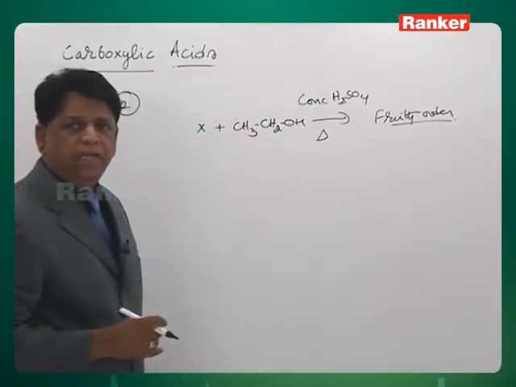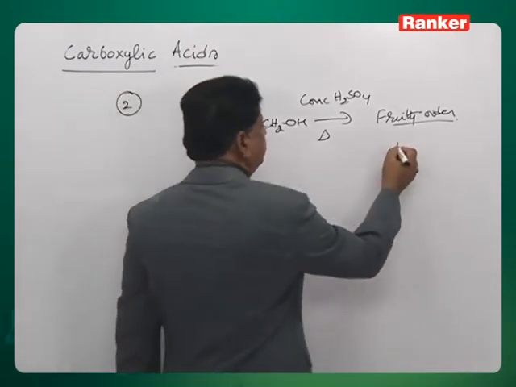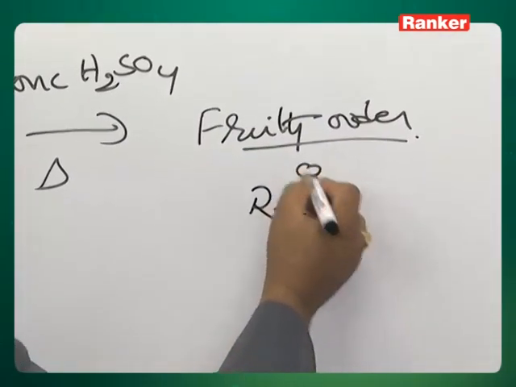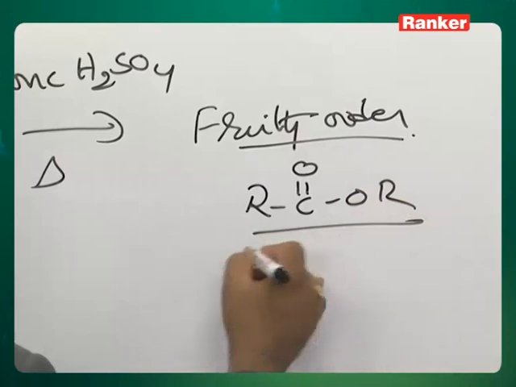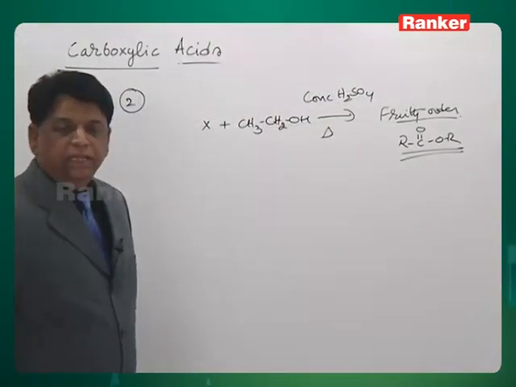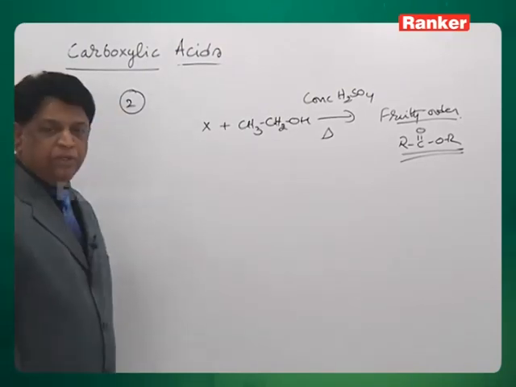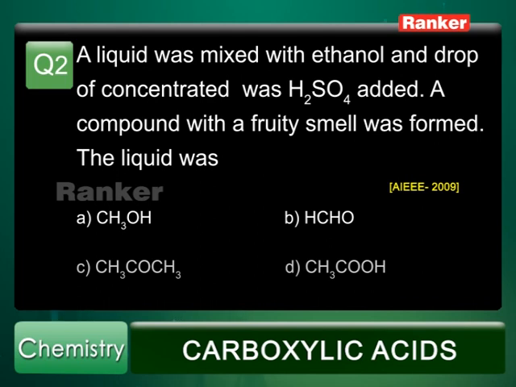This smell-containing compound is a symptom of an ester. RCOOR type of functional group containing compounds have a fruity odor. So therefore the ester must be formed. What he has taken must be an acid. So let us go for the options here. One is methanol, that's wrong. Formaldehyde, wrong. Option C, acetone, wrong. Option D, acetic acid, is the right answer.